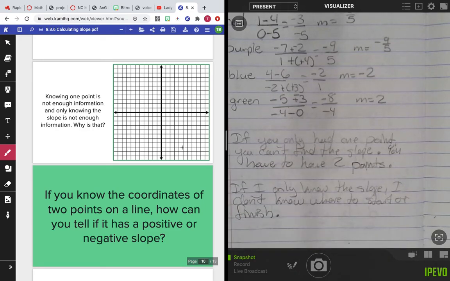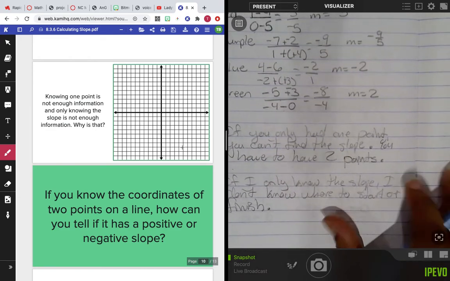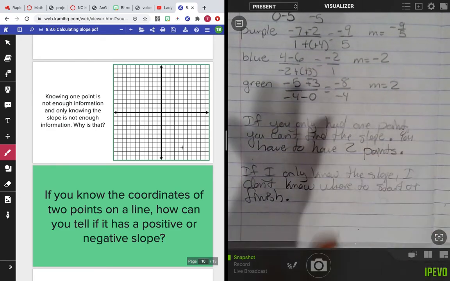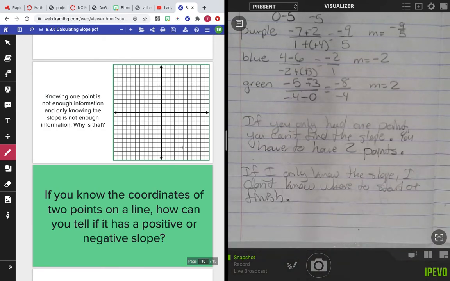I either have to have 1 point and the slope or 2 points. Other than that, you will not know enough information to even do anything with the points or with the slope. So again, you can't have only 1 point because you can't find the slope. You have to have 2 points in order to find the slope. And you can't just have the slope because you don't know where you started or where you're ending or where you're going for that matter.